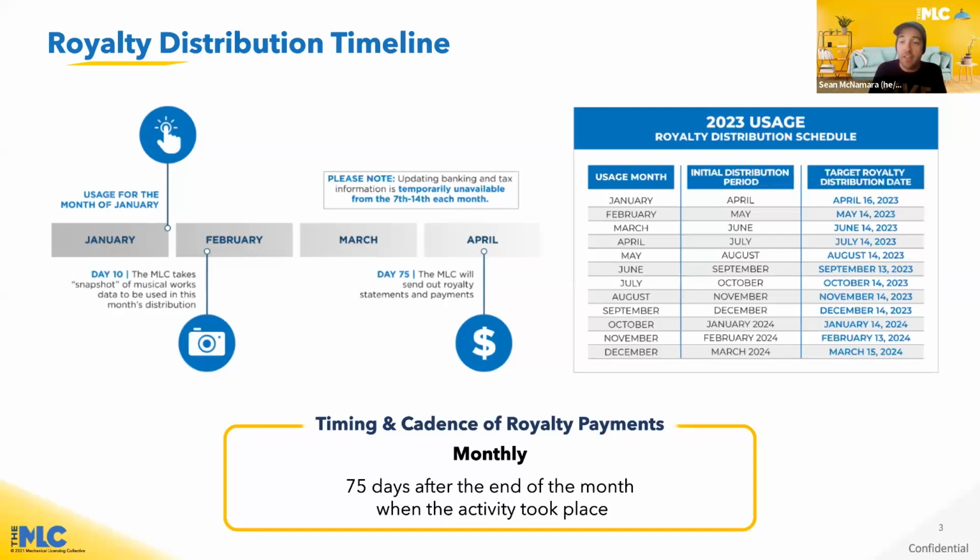And then finally, day 75. So again, using January as an example, that would be around mid-April. We would be paying you out that January usage. And you can see our distribution schedule in the top right-hand corner of the screen shows you exactly when you will be paid and for what usage period. Quick note, all of these graphics are available on our website for your usage going forward. So if you didn't screenshot this screen quick enough, do not fret. It's all up there for your future reference.